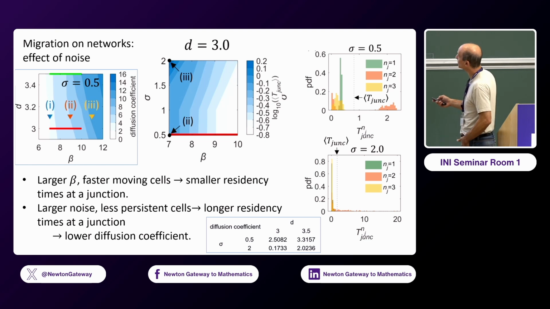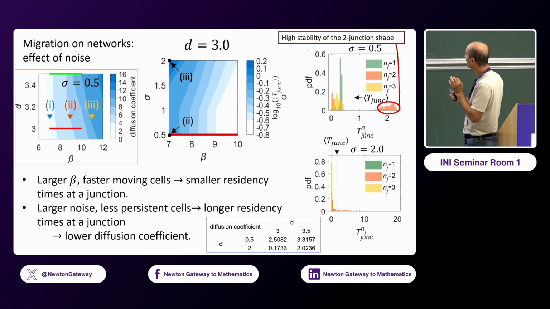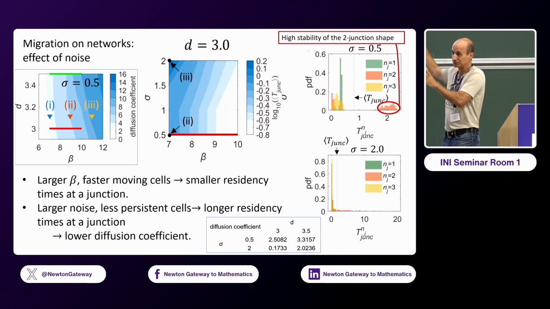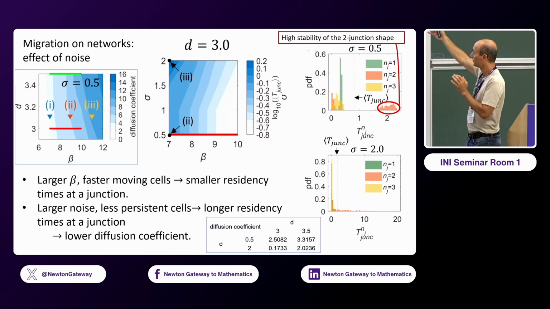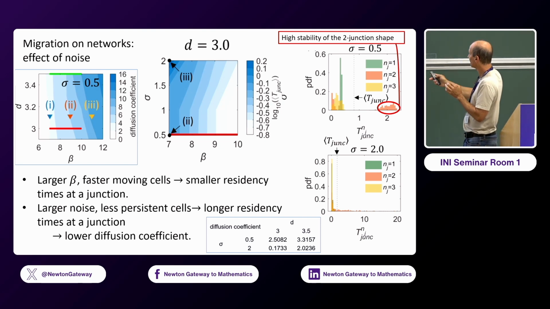Let me just show you what the noise does. If you look at low noise, which is the movie that I showed you before, you can now ask what is actually the residence time of the cell on configurations of 1 junction, 2 junctions, or 3 junctions. What you can see, which is interesting, is that there is a special high residency time on shapes with 2 junctions for this particular choice of size of network, and they dominate.